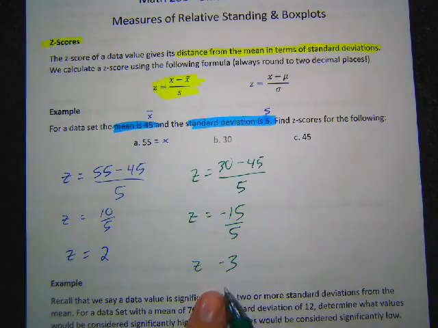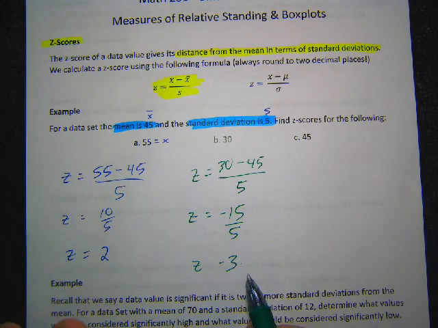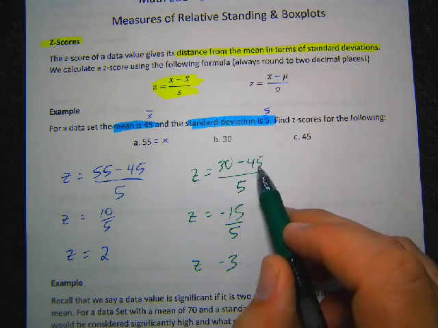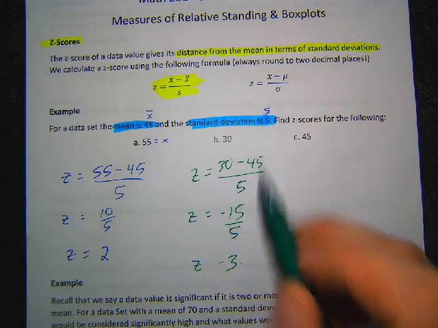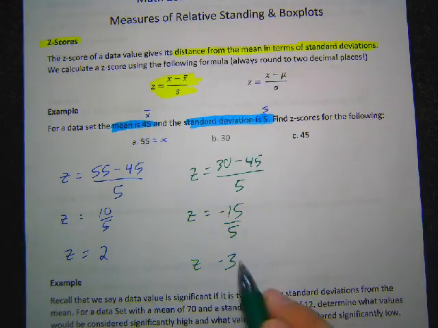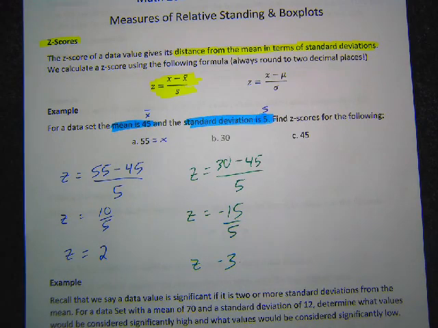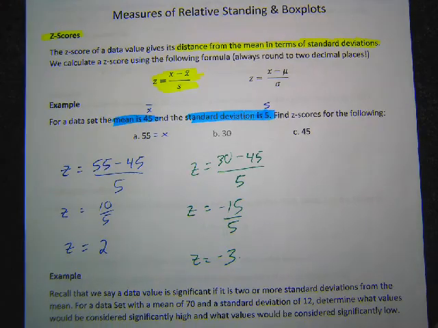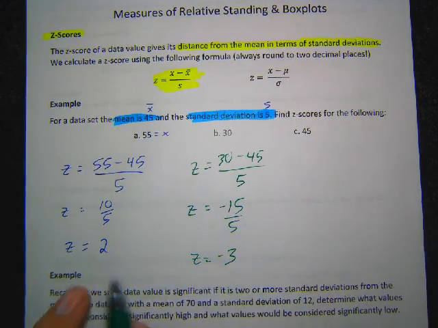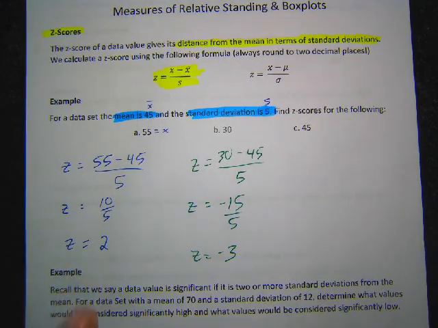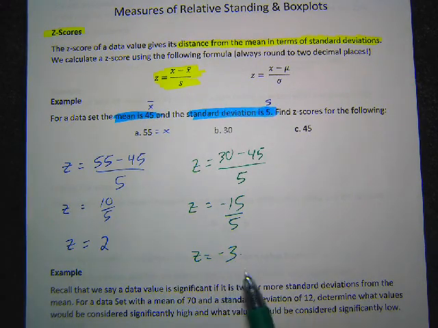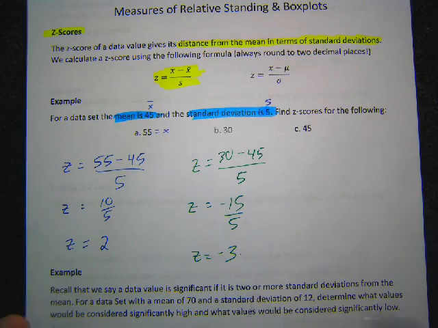So this one shows us that this value is actually way below average. It's 3 whole standard deviations below average, which makes sense. 30 is 15 below 45. So if you go down 3 fives, that's going down 15. That's why this is negative 3. So a negative z-score tells me that you're below average. So if you're talking weight, this would be like below average weight versus the first one would be above average weight. That's the difference. So negative 3 is way below. It's 3 whole standard deviations, so this would be really, really low.